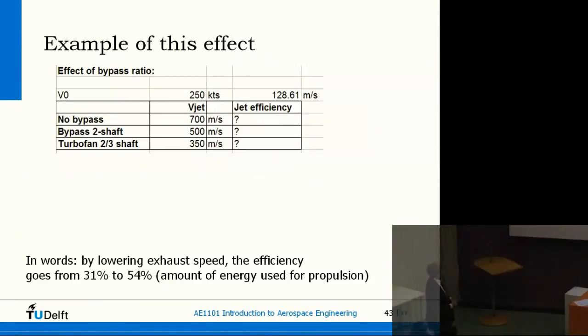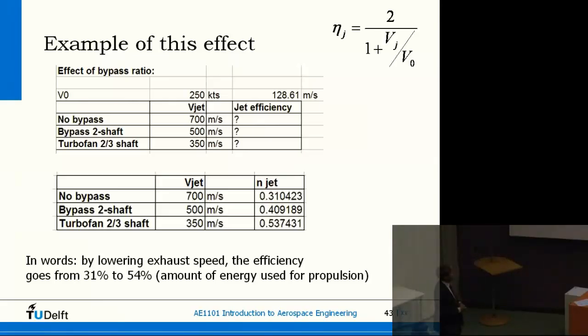Well, you can see you can also make some calculations. If we take a V0 of 250 knots, we can just take these exhaust speeds and see what the jet efficiency is. Just fill it in. And you can see that if we have no bypass, you have a jet efficiency of 30%, and we nearly double it by using a turbofan, which has this much lower jet speed. These are simple calculations. You need minimal data to see the effect of this.